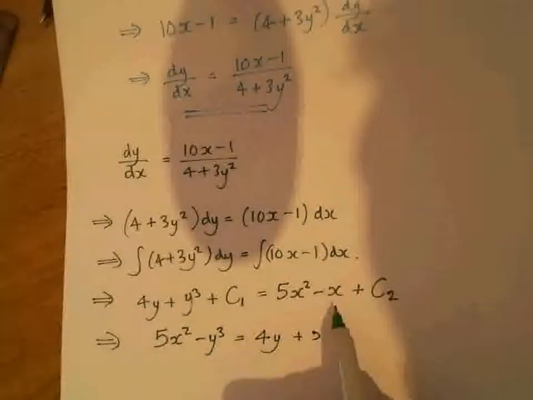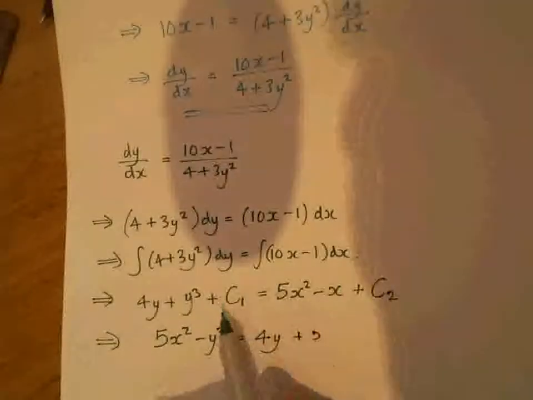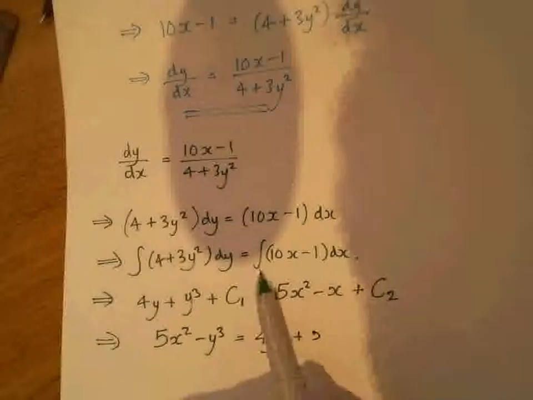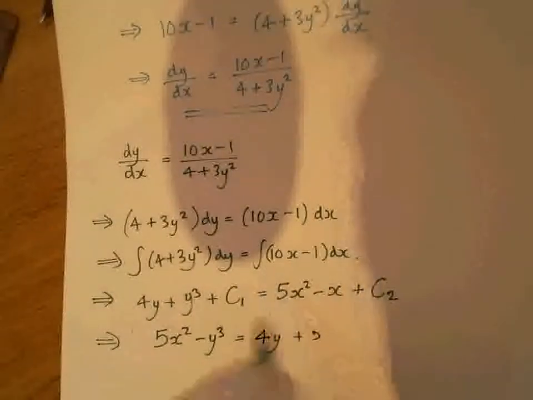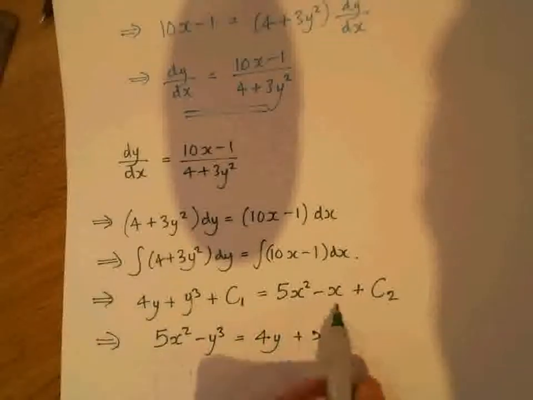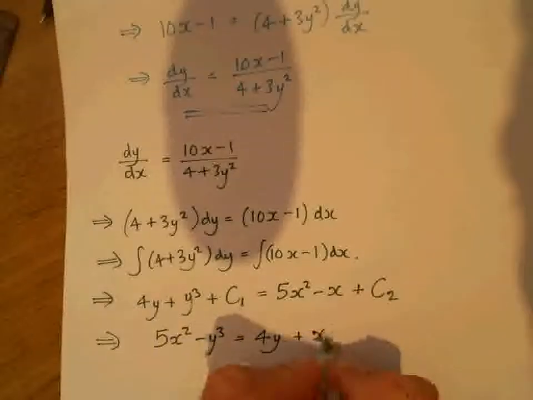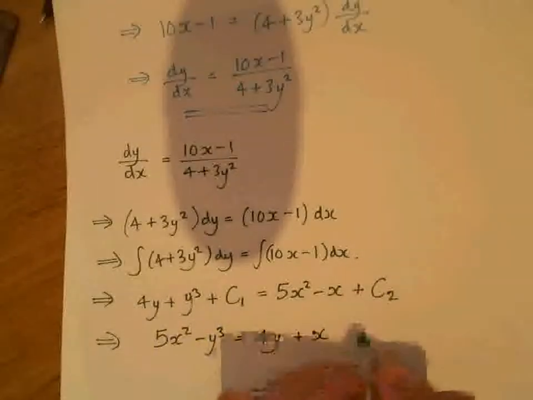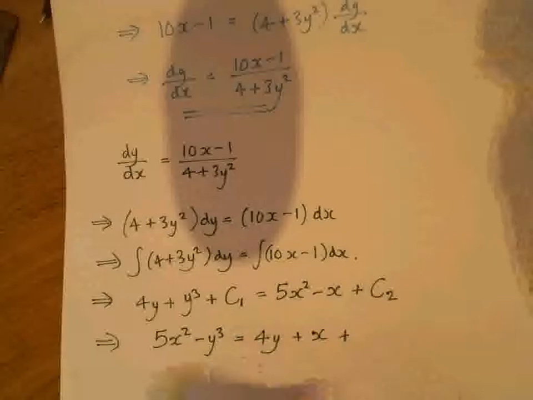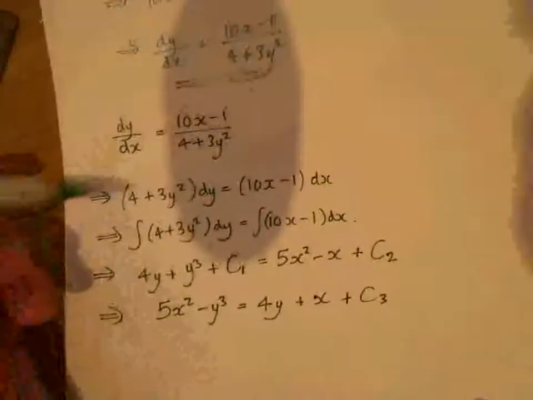Have we got a plus an x? Just wondering why I've got a minus x. 4y plus y cubed. Sorry, that is correct, yeah. 4y plus x, and there's going to be some kind of constant. Let's just call it c3.